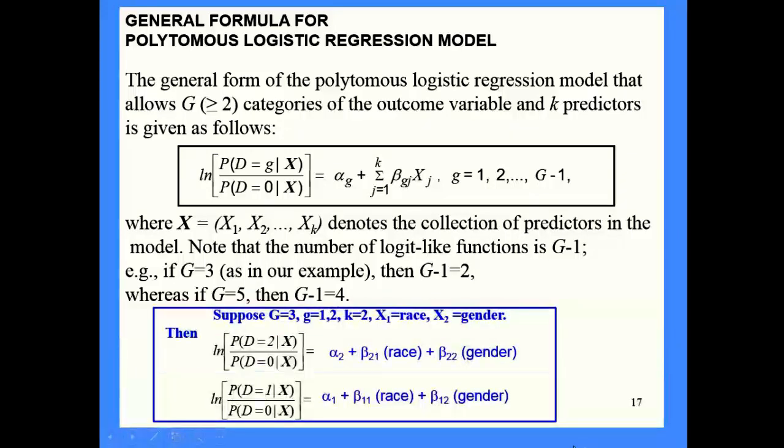As I said, if G is equal to 3, G is equal to 1, 2, and if x1 is race and x2 is gender, making it simple, then the 2 models will look like this. If G is equal to 3, you'll get 2 models. If G is equal to 5, you'll get 4 models. That's all I've done here.